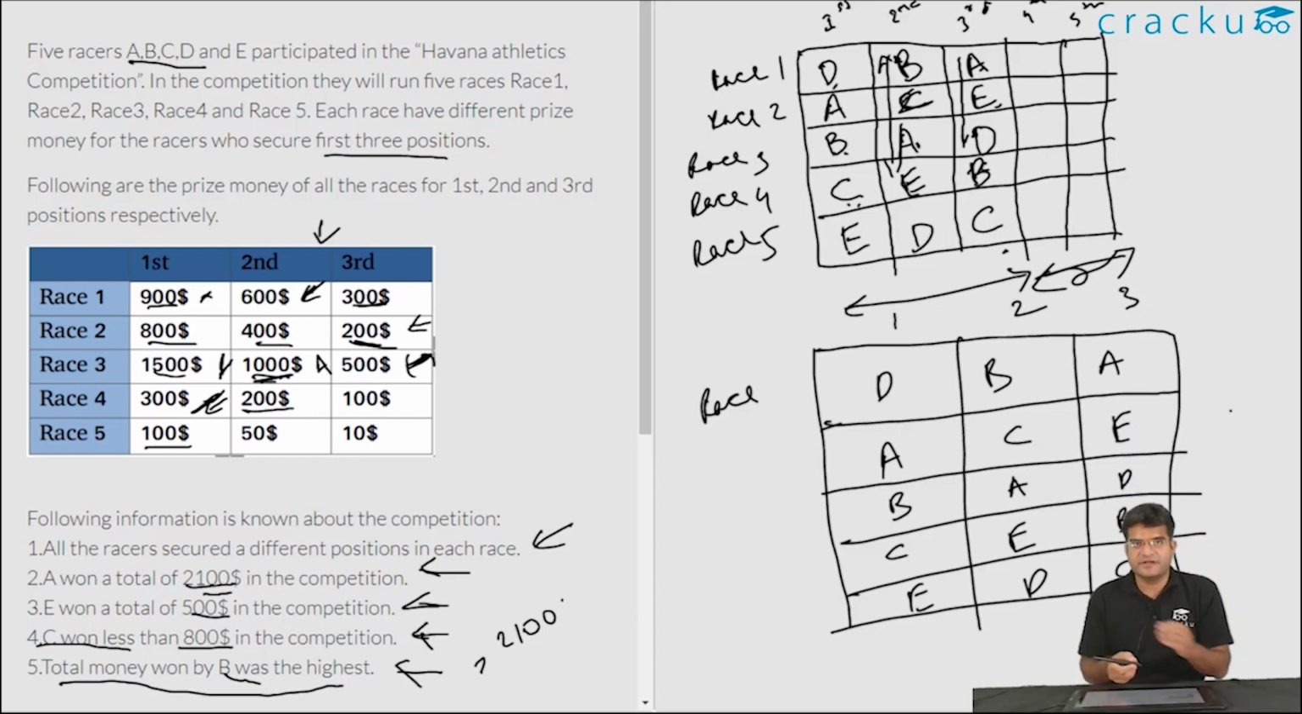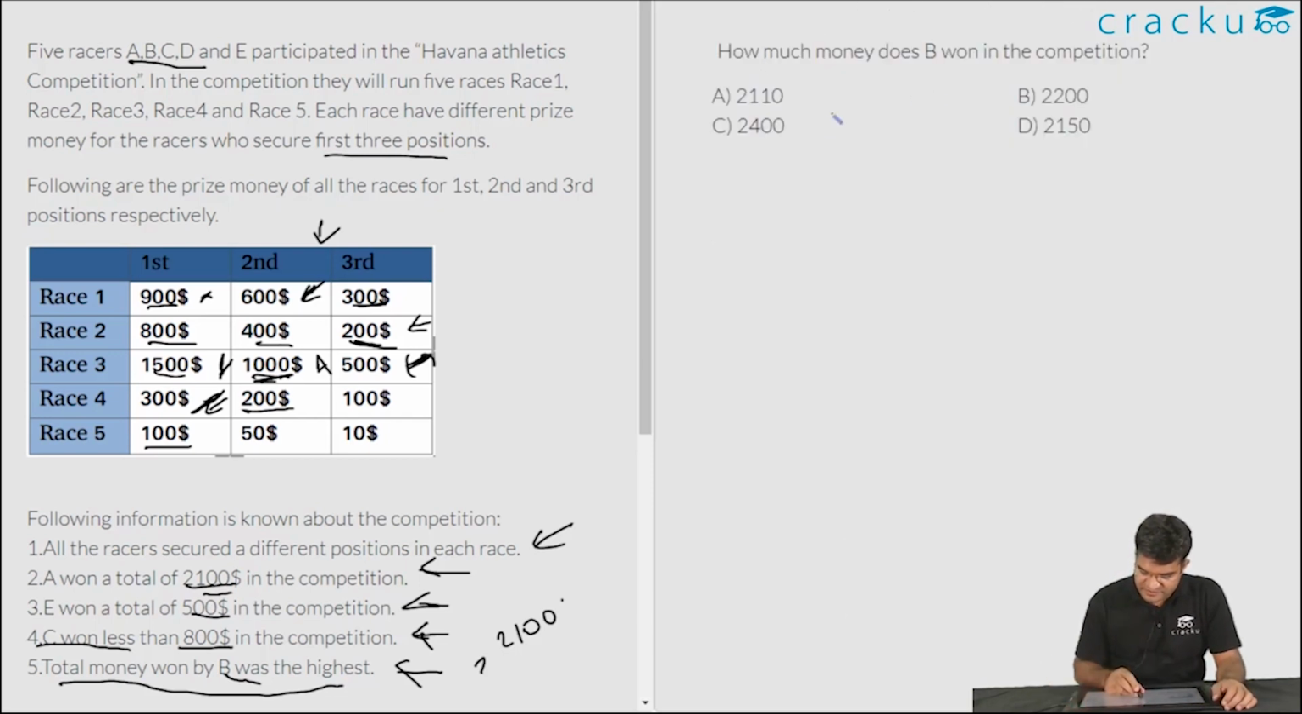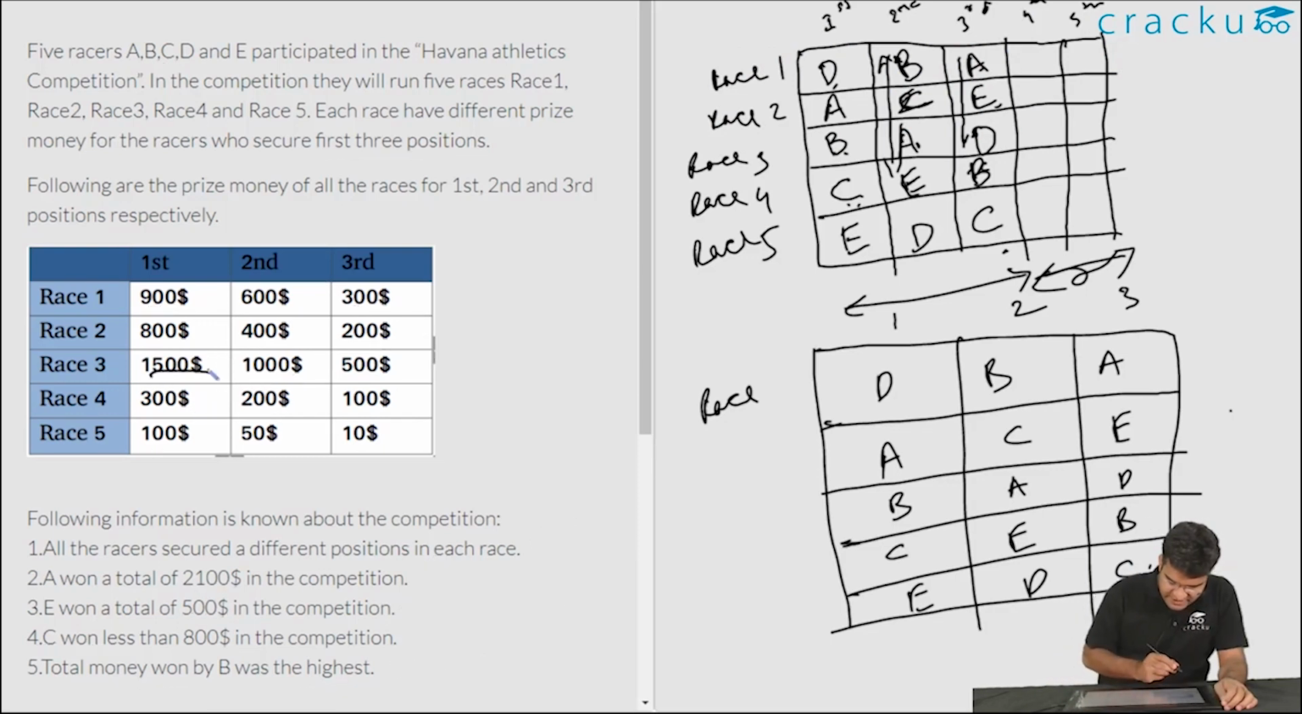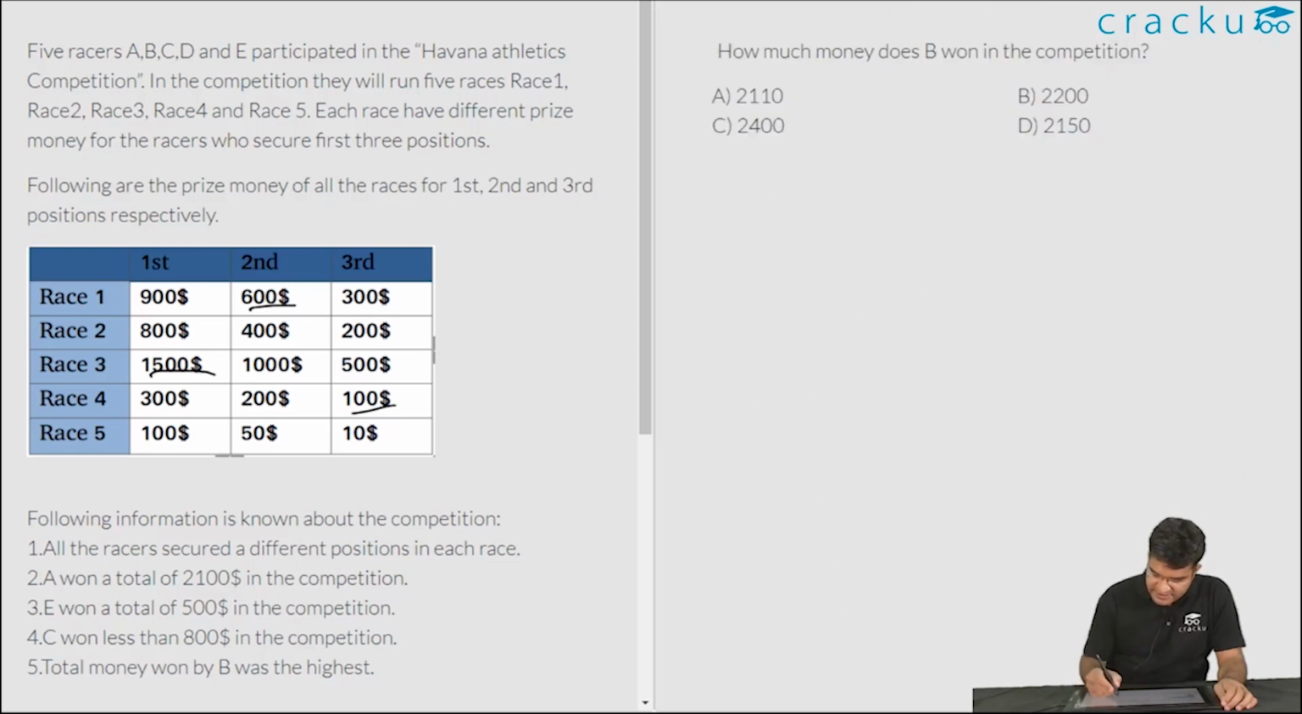I just filled up the information from the above table, so that we can now go and quickly answer the questions in the group. How much money does B win in the competition? Now if you look at it, B has won 1500 and 600 and 100. These are the 3 positions in which B has come. So the total will be 2100 plus 100 is 2200. So the correct answer is B. We go to the next one.